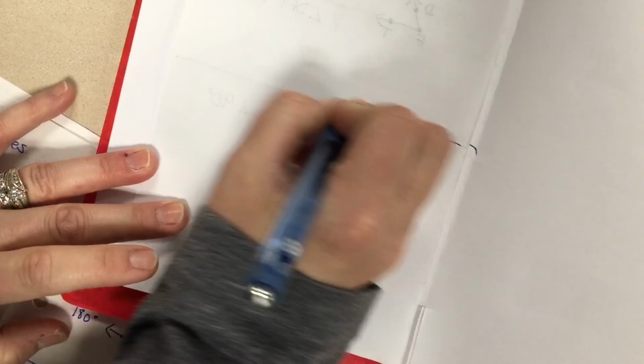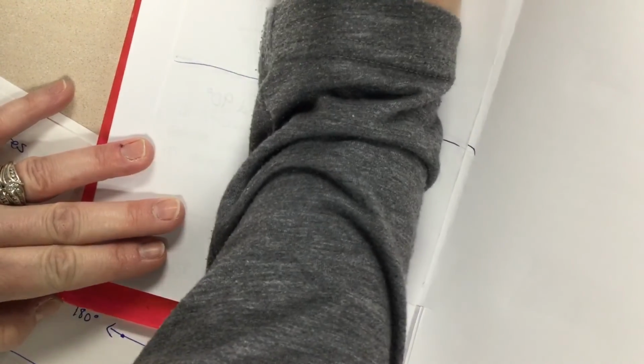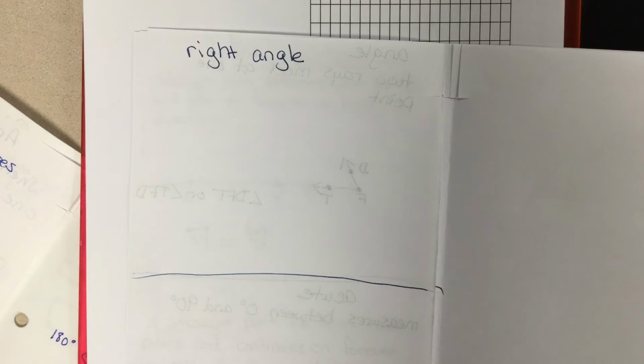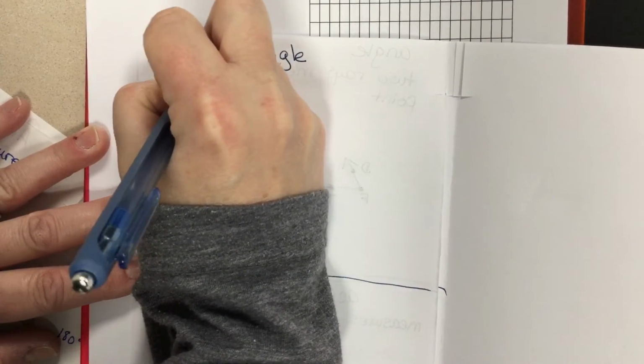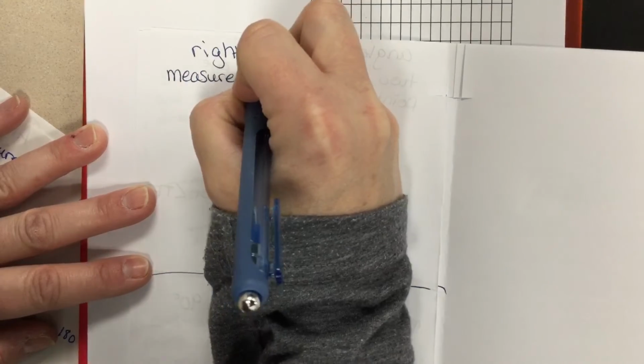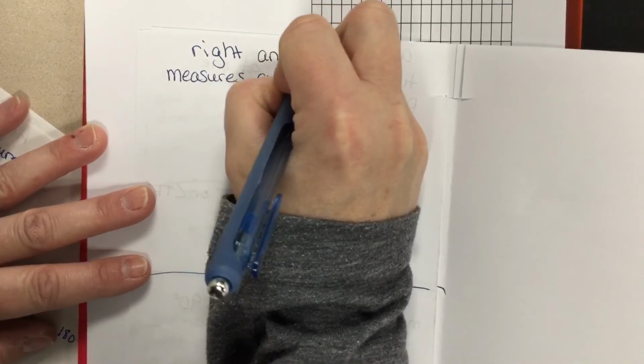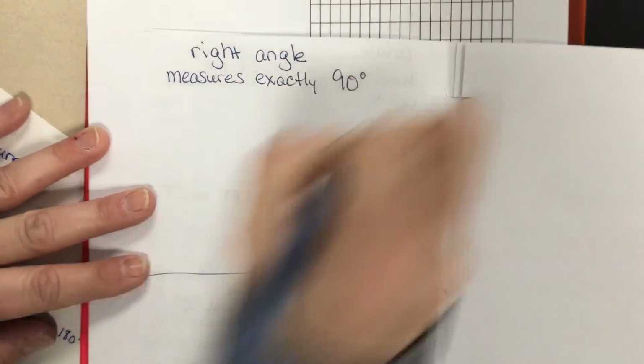Let's go to our next one. We're almost done. Our next one is a right angle, and I believe all of you know this one. At least you should. Also called a 90-degree angle. You have to be able to know if it says right angle, your brain needs to say, oh, that's a 90-degree angle. It means the same thing. So it measures exactly 90 degrees.